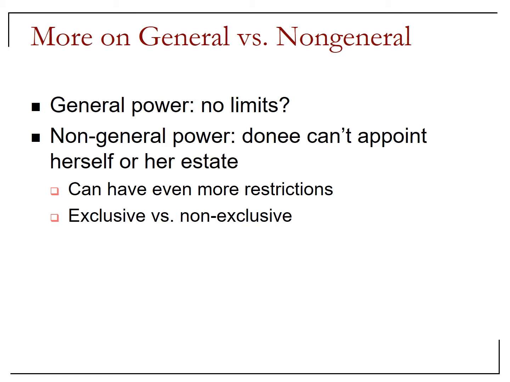More on general versus non-general powers of appointment. The donor of a power of appointment can give the donee complete freedom to choose the appointees, or, on the other hand, the donor can choose to limit the appointment to a more narrowly defined class of objects. So, when the donor imposes no limits on a power's objects, which basically allows the donee to appoint even herself or her estate, then that power is considered a general power. Often, however, the donor wants to limit the donee's freedom to choose. And if the donor prohibits the donee from appointing herself or her estate, then the power is considered a non-general power. Now, of course, the donor can create even more limits on the donee's power aside from restricting her from appointing herself.